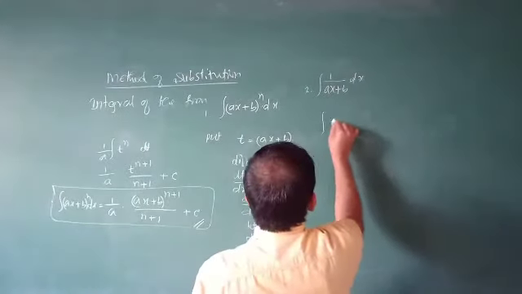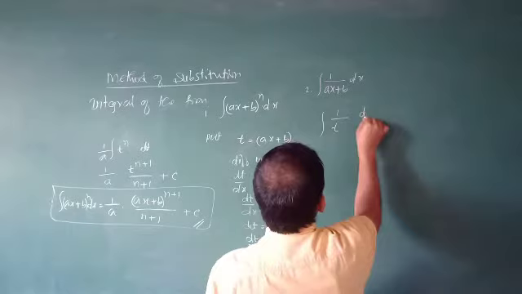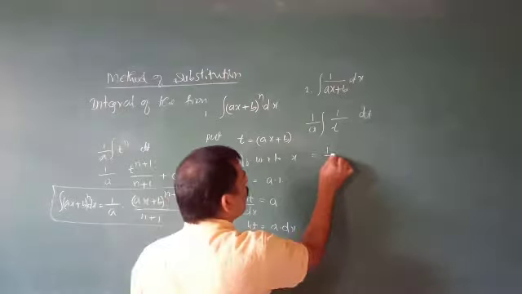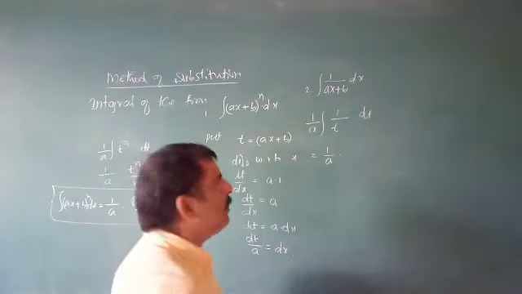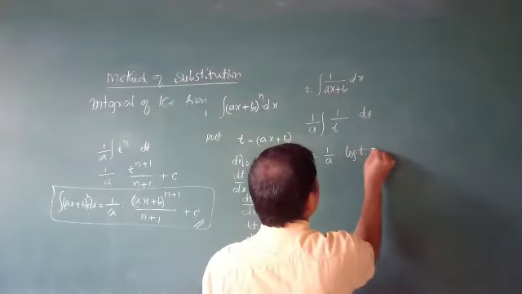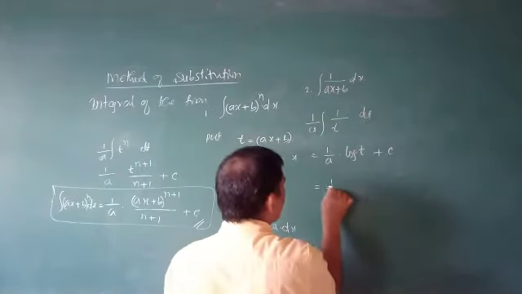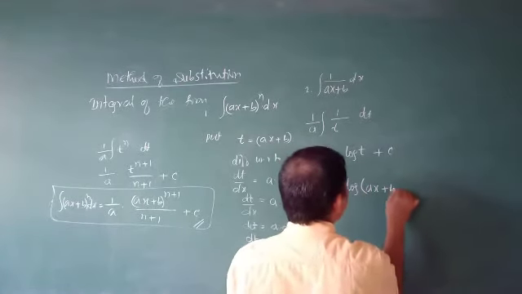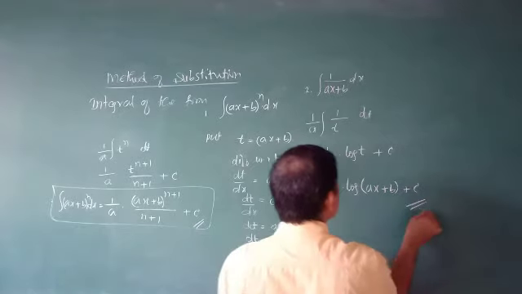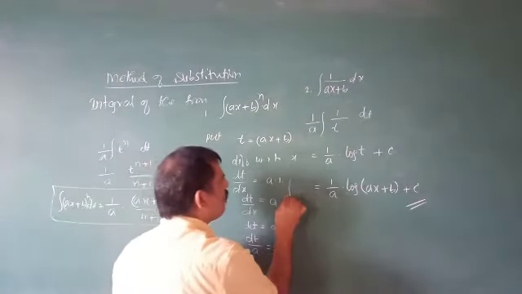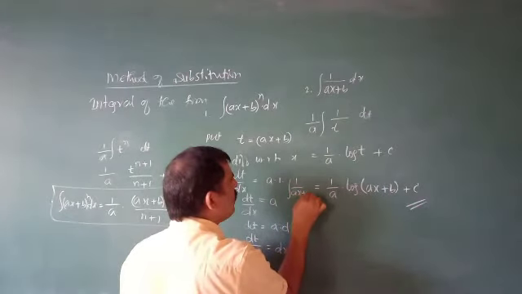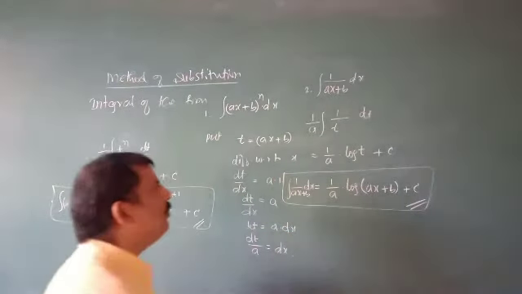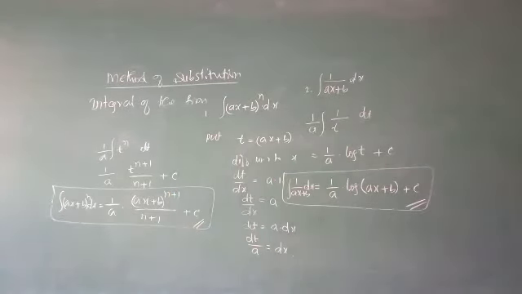Same, that is the integral of 1 by t into dt divided by a, which is equal to 1 by a into the integral of 1 by t, which is log t plus c. So it is 1 by a into log of t, where t is ax plus b, plus c. So the integral of 1 divided by ax plus b with respect to x is 1 by a into log of ax plus b plus c.